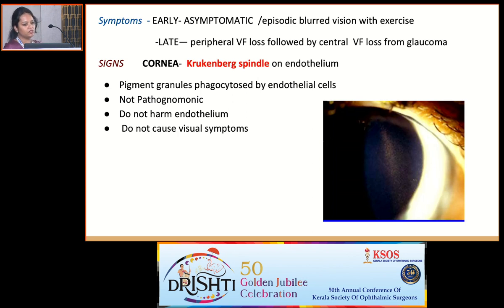But episodic blurred vision with exercise can occur. In late cases, peripheral visual field loss followed by central visual field loss from glaucoma occurs. The corneal signs are important, which are the Krukenberg spindle on the endothelium, which are pigment granules phagocytosed by endothelial cells. These are not pathognomonic of pigment dispersion syndrome. These do not harm the endothelium, and do not cause visual symptoms also.